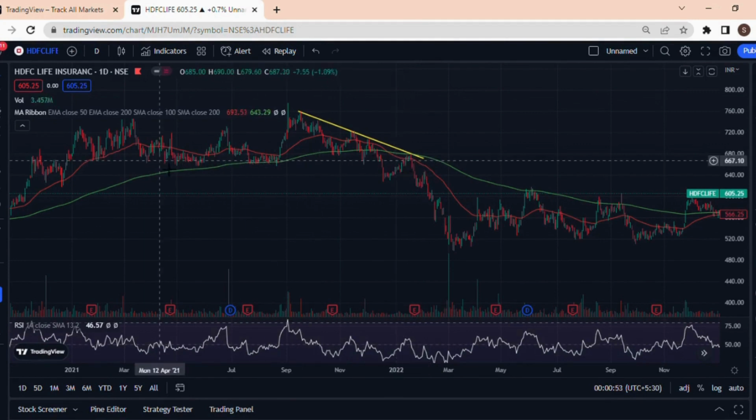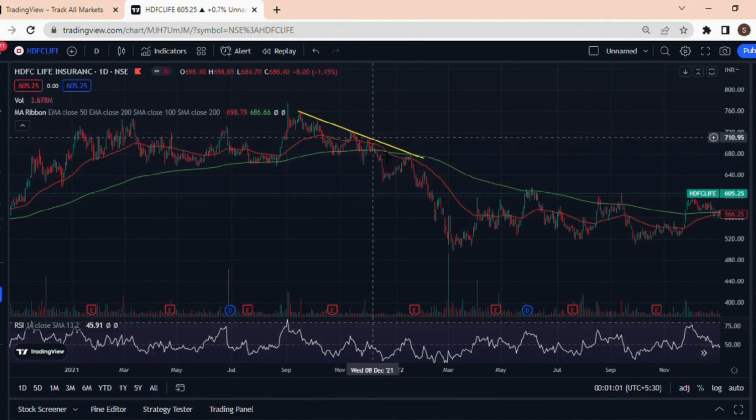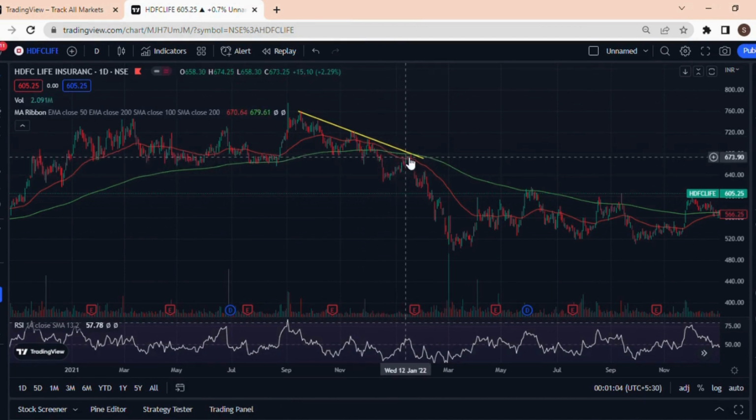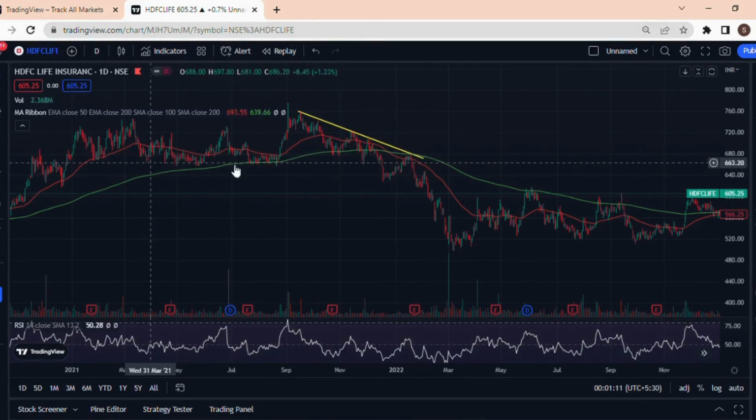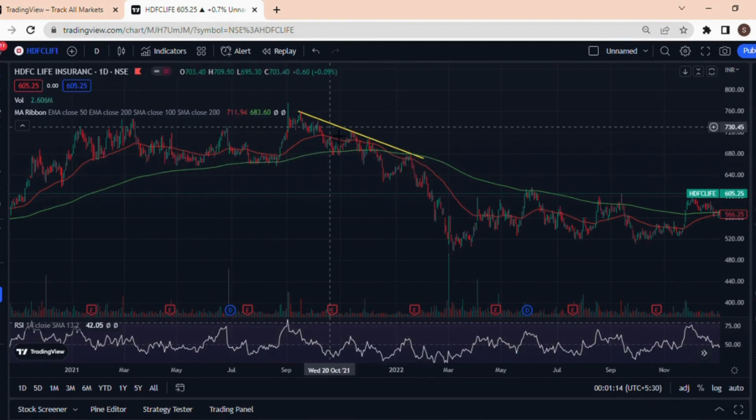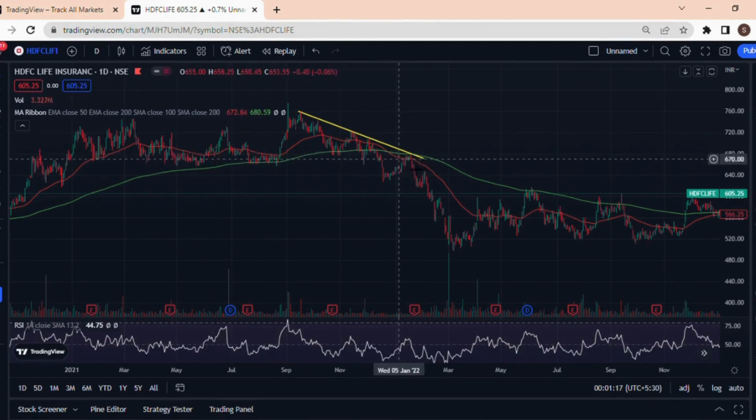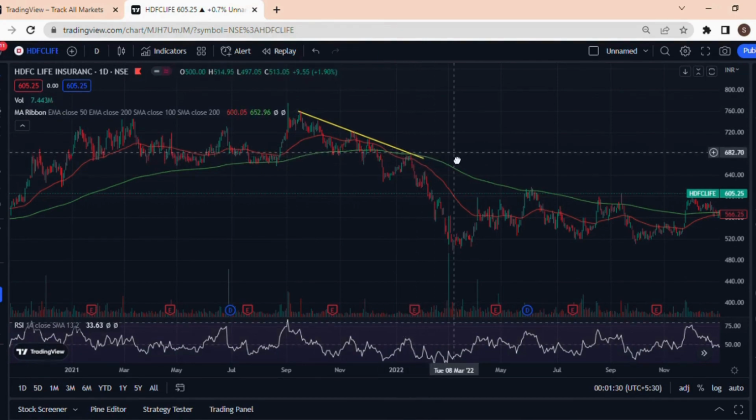Also, if you see here, there was a very good support resistance zone at 660 levels, which the stock, after breaking, tried to retest. And here there was a confluence of things. There was resistance from the support resistance level, resistance from this trend line, as well as resistance from the 200-day exponential moving average as well as the 50-day exponential moving average. So this was a very good point to short this stock.